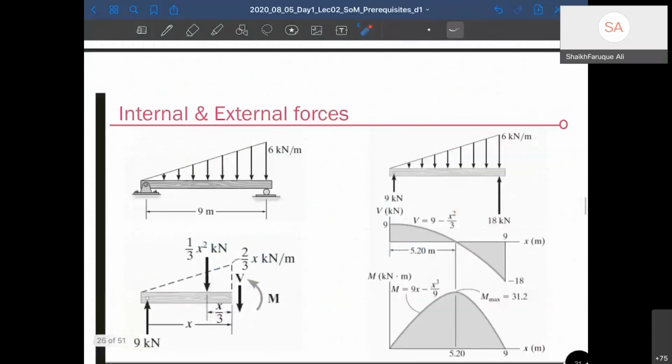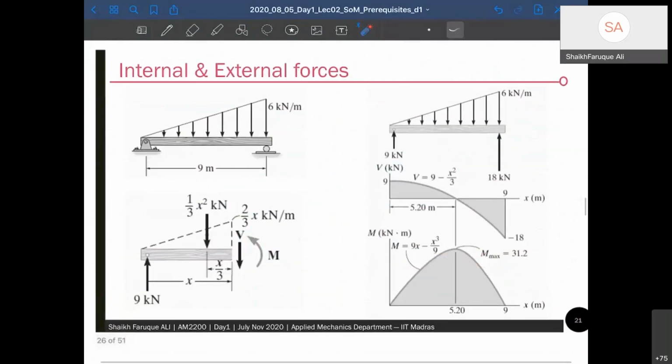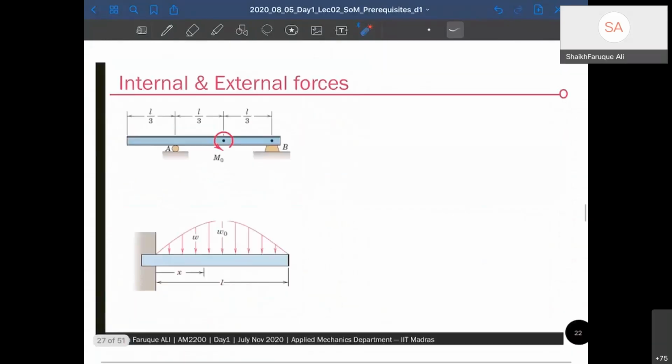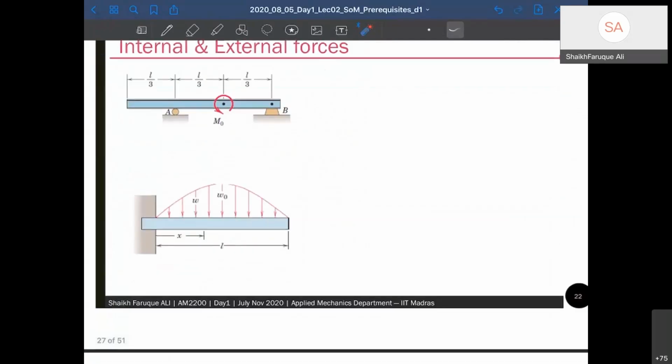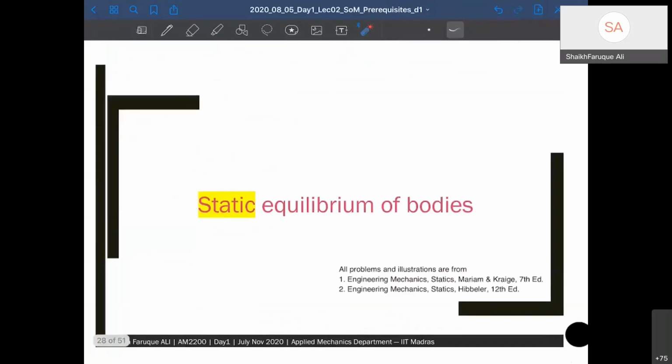So there are a few bending moment and shear force diagrams given here. I'll upload these notes today. I did not upload last class, so you have to solve these bending moment and shear force diagrams yourself and see how you can quickly draw them. Always try to draw quickly. We'll talk about static equilibrium in the next class, and with that, we'll start our strength of materials.